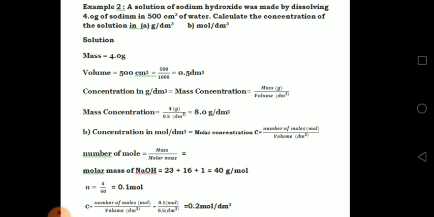So hence the number of moles is given as 4 all over 40, which is equivalent to 0.1 mole. So knowing the number of moles, I can easily calculate the molar concentration using number of moles over volume. So I have 0.1 divided by 0.5, which is equivalent to 0.2 mol/dm³.